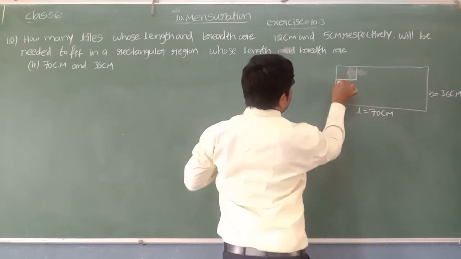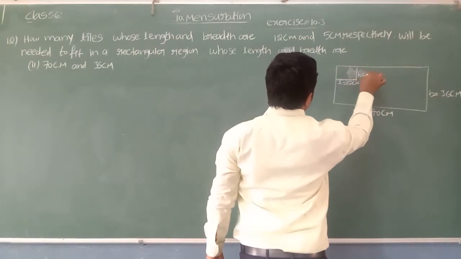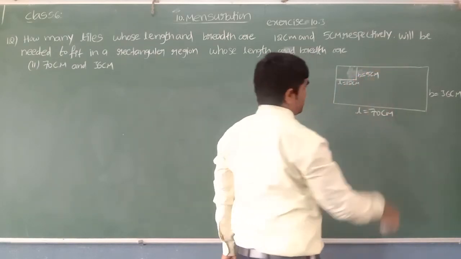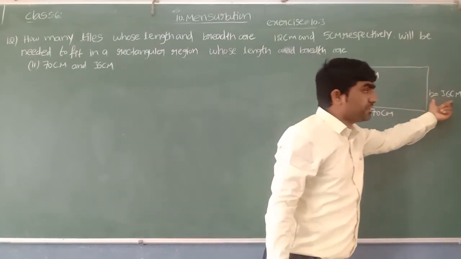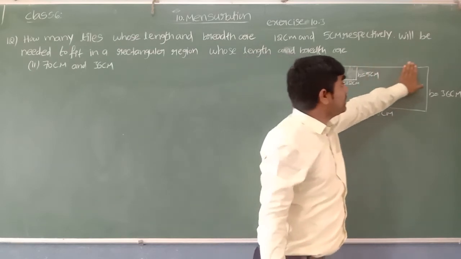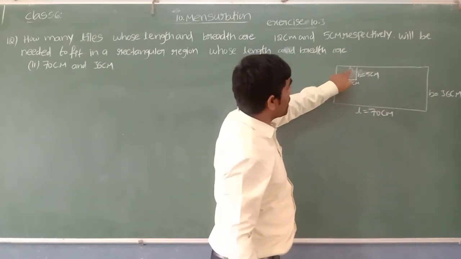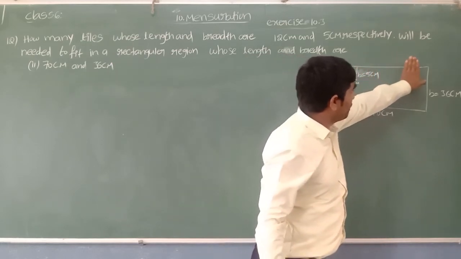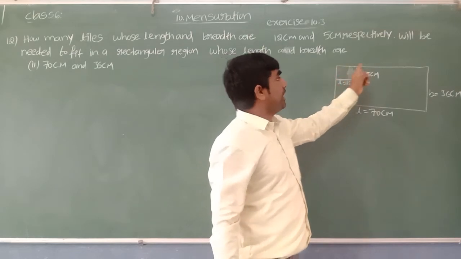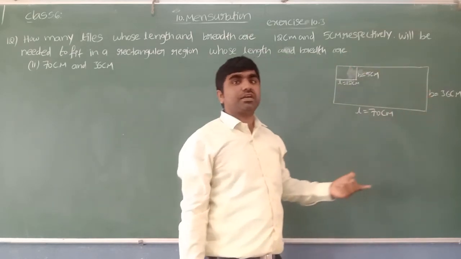Yes, its length is 12 centimeters and the breadth is 5 centimeters. See here we have a rectangular region, length 70, breadth 36. This rectangular region they are going to cover with tiles. See here, this is the place occupied by one tile, two tiles, three tiles, four tiles. How many tiles are needed to cover this rectangular region with tiles?